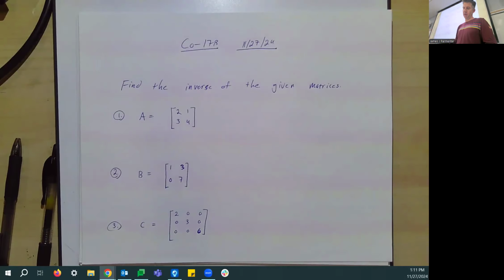All right, let's go ahead and get started. First two should be relatively straightforward. It's just the usual inverse of a 2 by 2 matrix kind of deal.